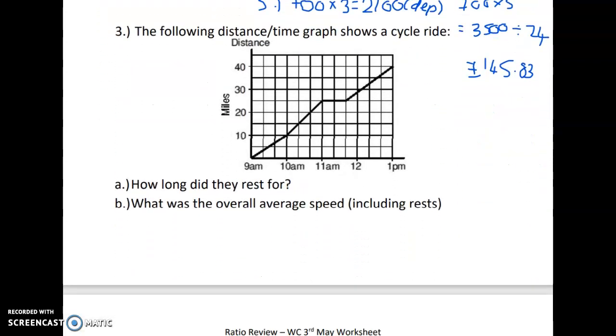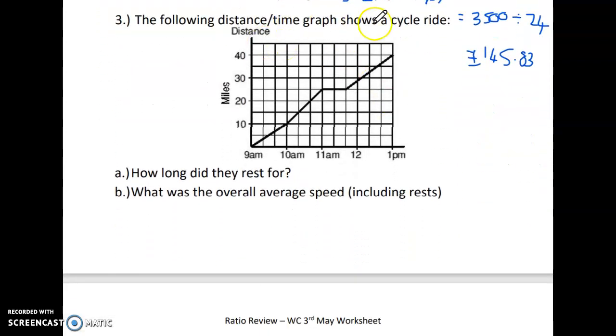Alright, question 3. A distance time graph that shows a cycle ride. There's your distance from home, I guess, or distance on the ride, and there's the various times. How long did they rest for? If you have a look, when they rest, the line is flat, so they stop there. It's 2 little blocks. So how many blocks have we got in an hour? We've got 1, 2, 3 blocks make an hour.